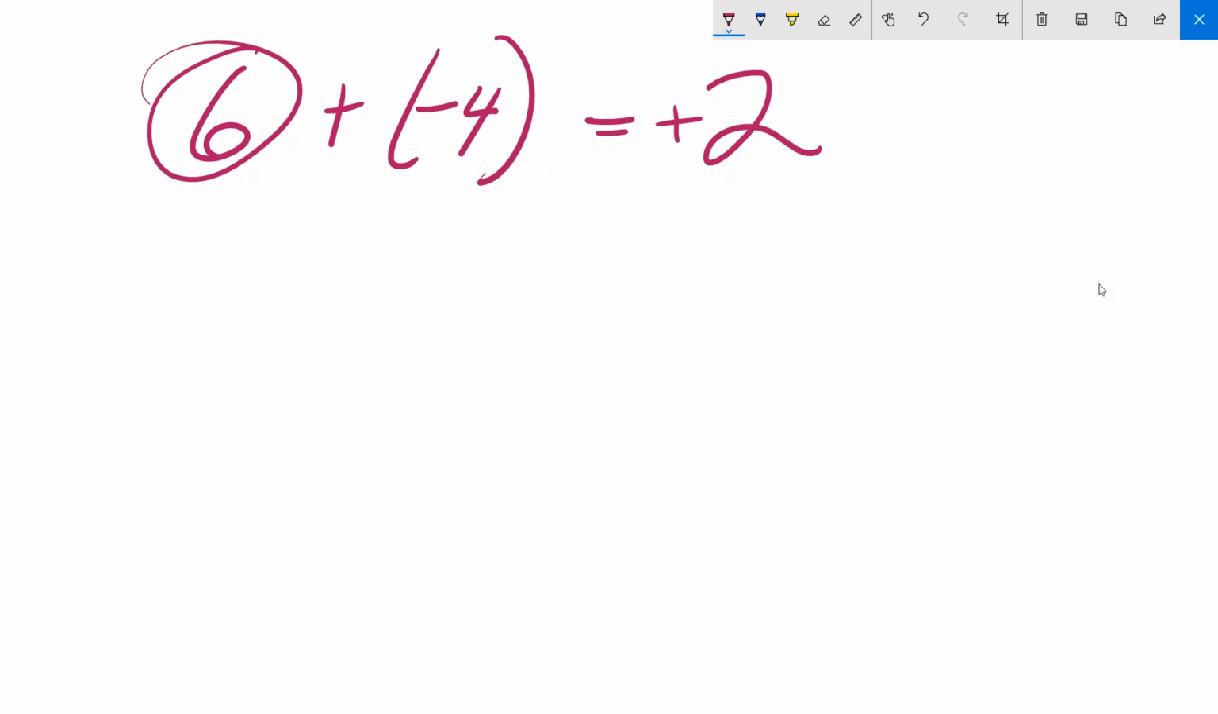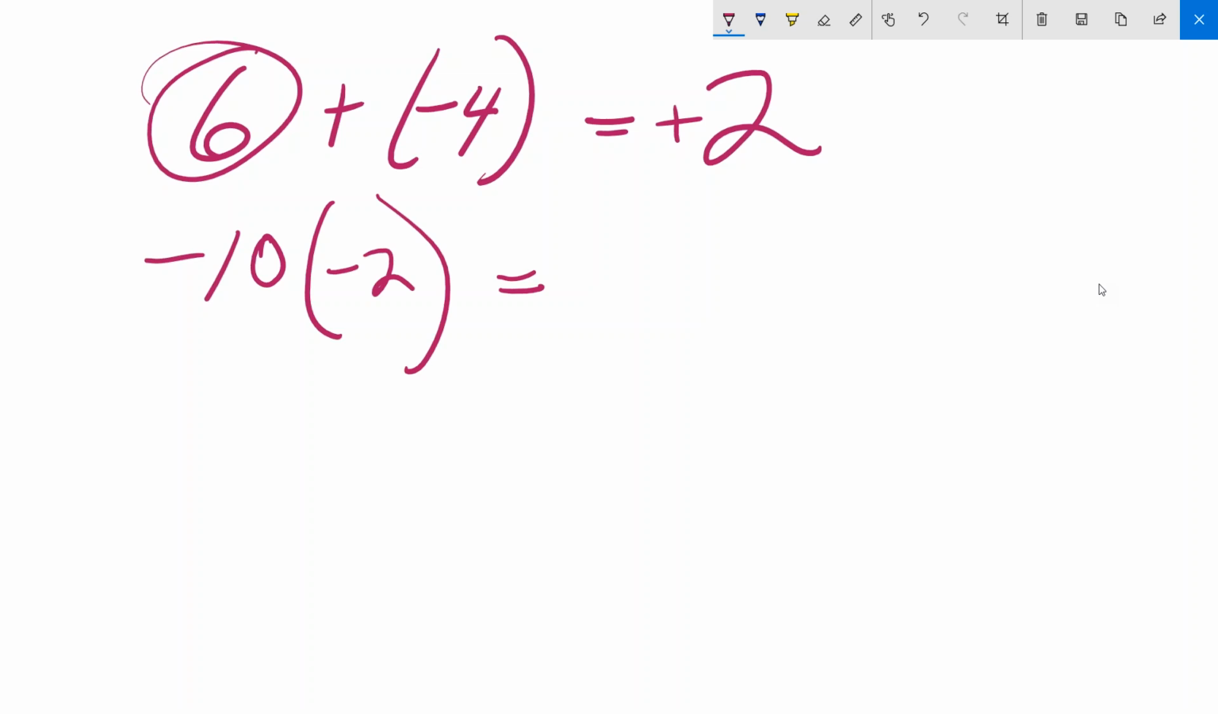Negative 10 times negative 2. Parentheses negative 2? Yeah. Okay, this is multiplication. Multiply the two numbers. Actually, figure out the sign first here.